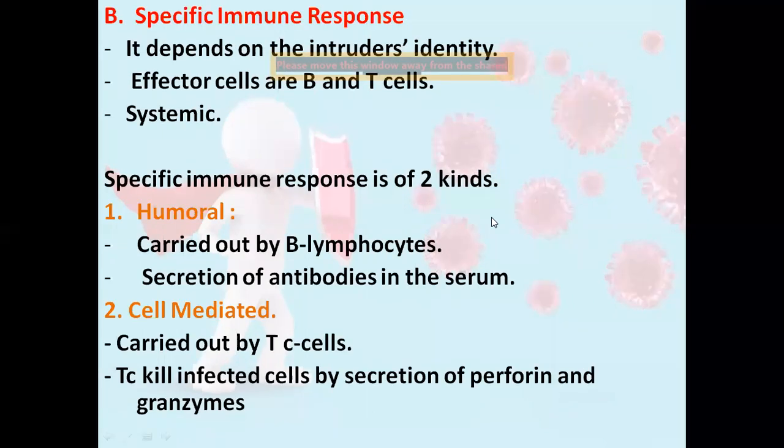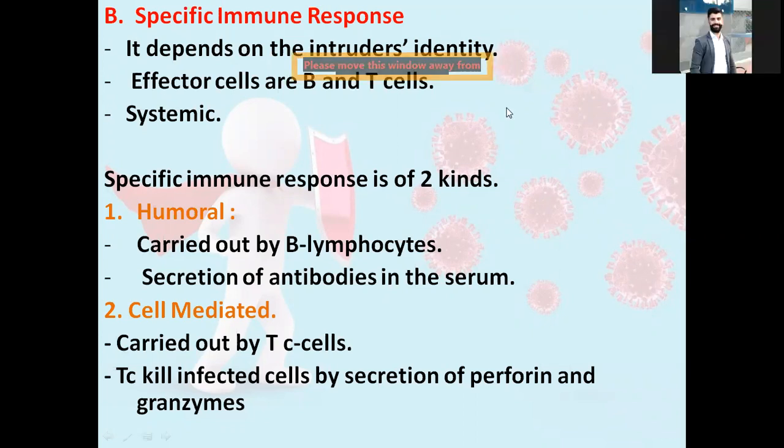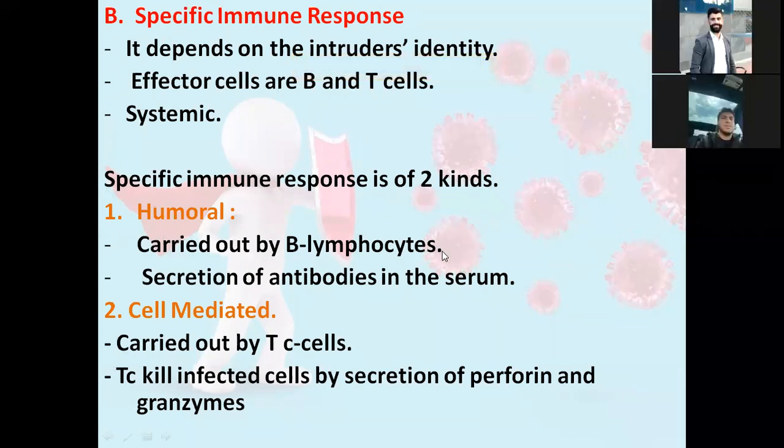However, the specific immune response depends on the identity. Effector cells are the B cells and the T cells, and it's systemic. The specific immune response is divided into humoral or cell-mediated. The humoral is carried out by B lymphocytes by the secretion of antibodies inside the serum. So we have antibodies. However, the cell-mediated immune response is carried out by TC cells.